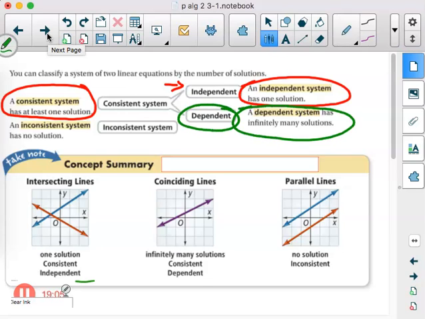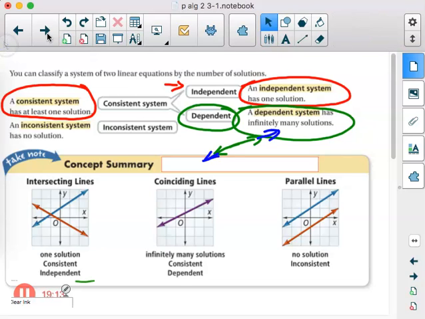Consistent systems can be independent, which is perfect because that means you get one answer, or they can be dependent. Now, a dependent system is a system where one line graphs right over the top of itself. You maybe don't notice at first that they're the same line because maybe one of them has been multiplied by 2 or something, so you don't see it. But when we graph it, we see that, oh my gosh, these were both the exact same line when we started.